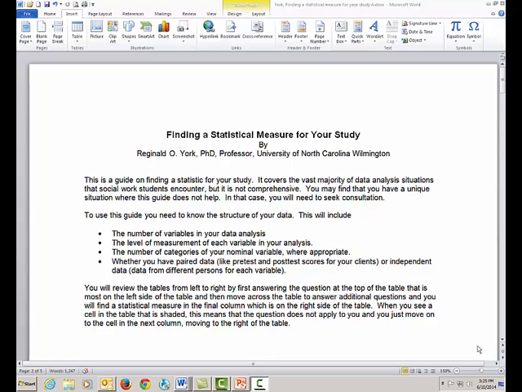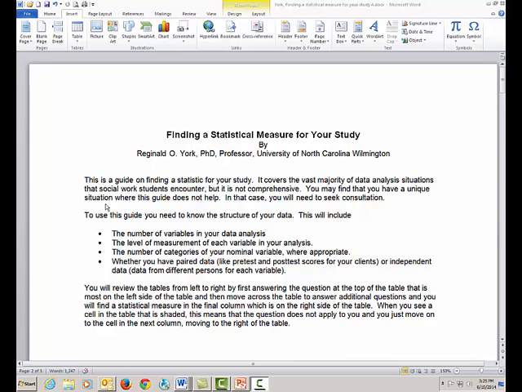I want to provide you a little bit of instruction about a guide I have for finding a statistical measure for your study. You need a copy of it with you in order to use these instructions. This is a way of finding a statistic for your study. It covers the vast majority of data analysis situations that social work students encounter, but it's not comprehensive. You may be one of those who find you are in a unique situation where this guide does not help. In that case, of course, you need to seek consultation.